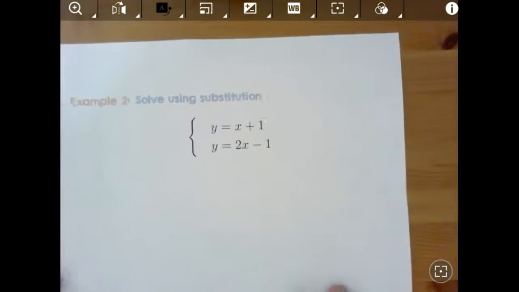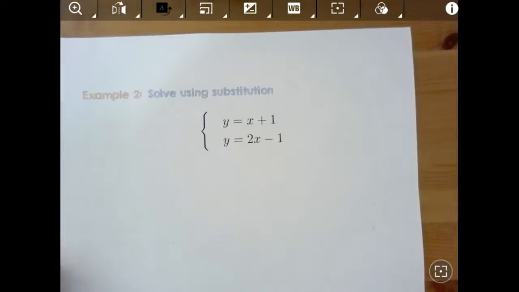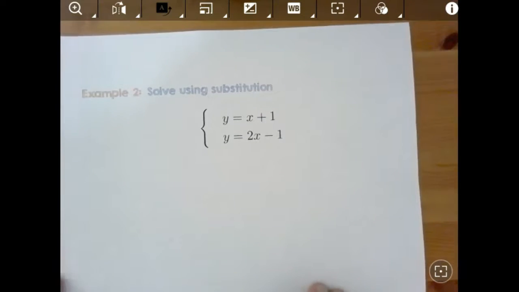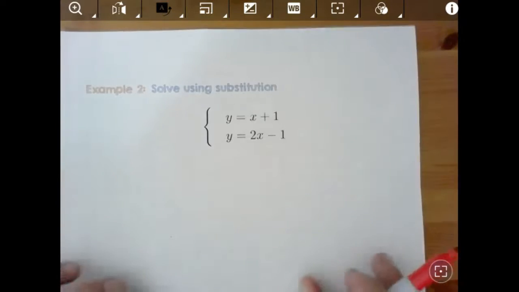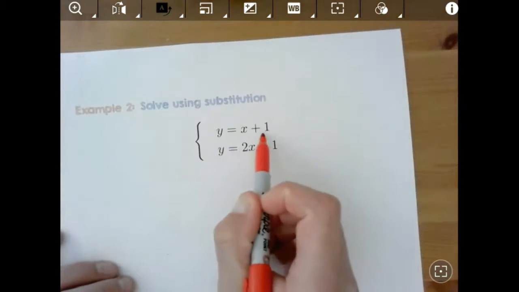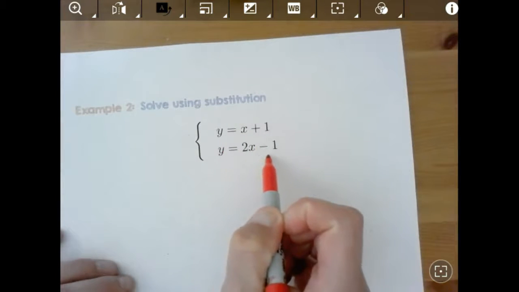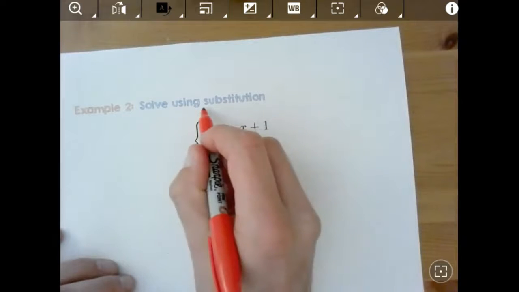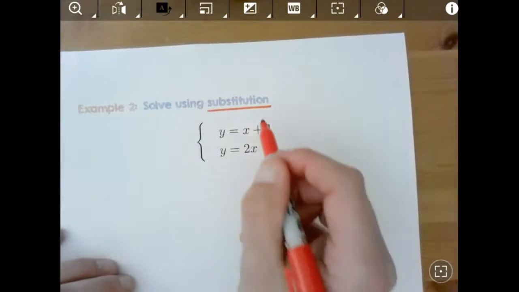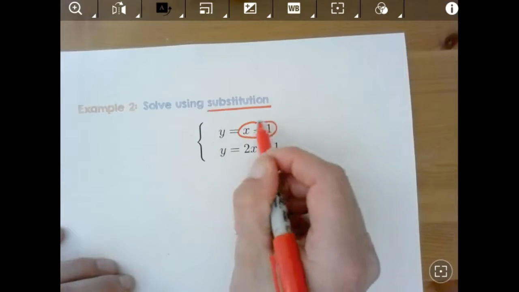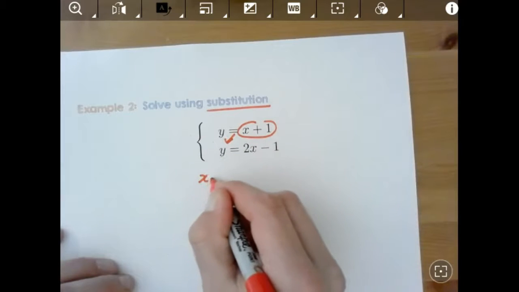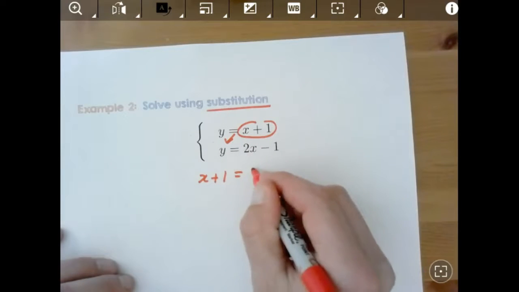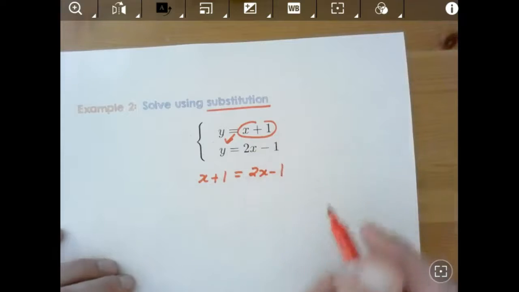That example was nice because it shows you that you can't always graph and get really nice solutions. That's why we need other means. Again, we have two equations, y equals x plus 1 and y equals 2x minus 1, and they want us to solve using substitution. We know what y equals, so we plug it in here. If we rewrite it, it's x plus 1 equals 2x minus 1.